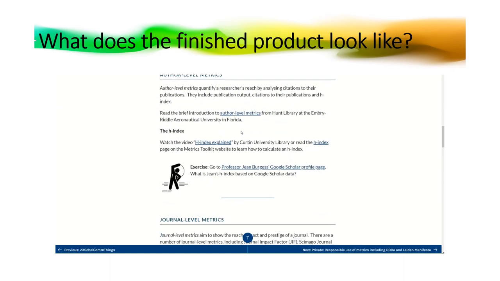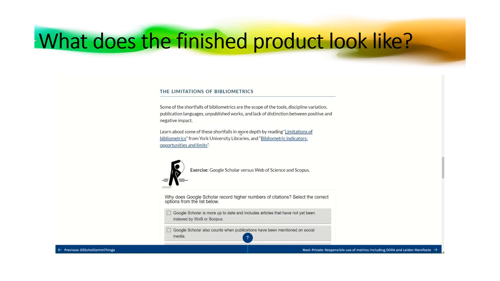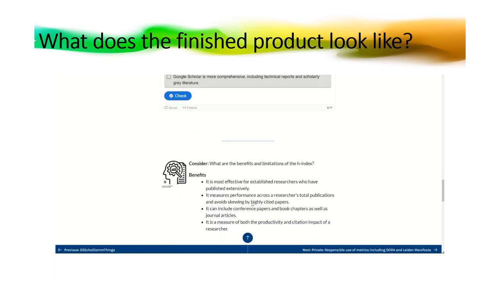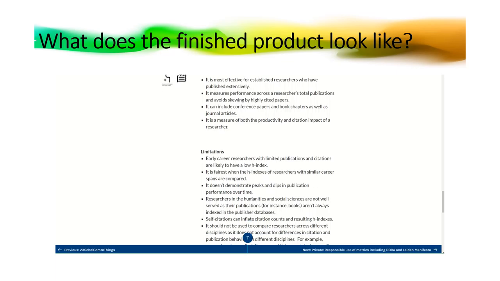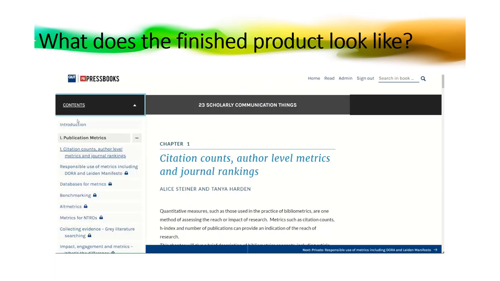There are exercises to help people learn more about the different areas that we've been talking about. And this is our H5P content that we created, our interactive exercise. And there are also things for them to consider. As we release more information, these chapters will become unlocked. But this is the start of our 23 Scholarly Communication Things.